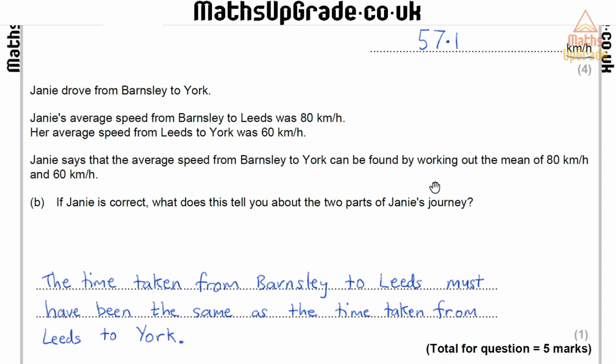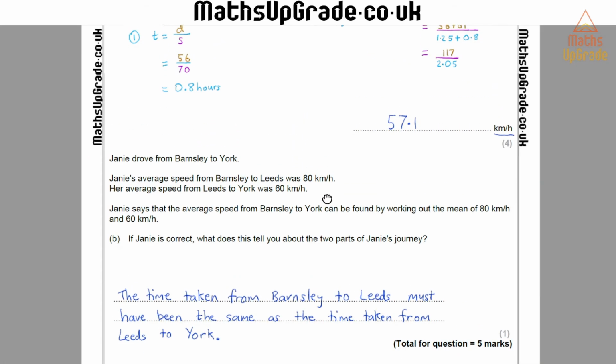That can only be correct if the time for both parts of the journey are exactly the same. So if she took the time to get from Barnsley to Leeds as the same as the time she took to get from Leeds to York, then you can find the mean of these two speeds. Otherwise that just won't work, simply because you cannot find the average of two averages unless the time is exactly the same. That question there is worth 1 mark. The whole question there is worth 5 marks.